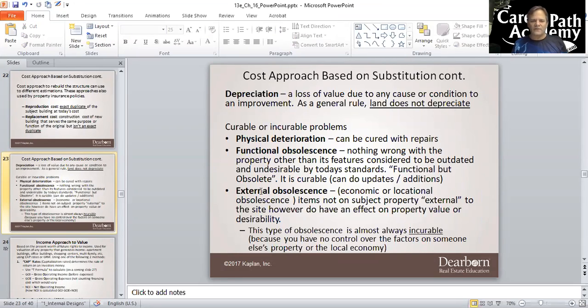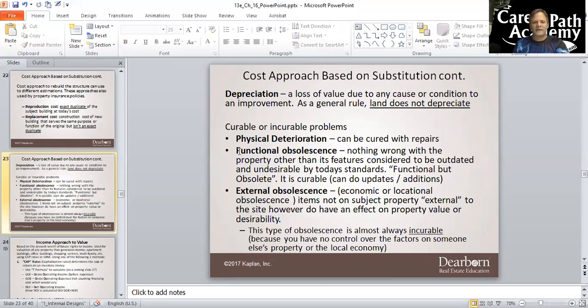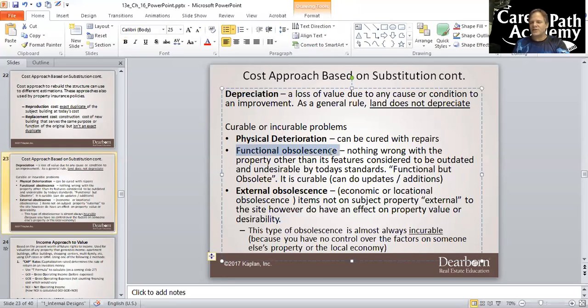So this kind of obsolescence is almost always incurable, versus physical deterioration. Deterioration means that it's rotting, it's falling apart, right? But you could cure that by replacing the wood or whatever rotted. Functional obsolescence doesn't mean there's anything wrong with it, but it's outdated by today's standards. You could always do upgrades so that you can improve. But external obsolescence is almost always incurable, all right?